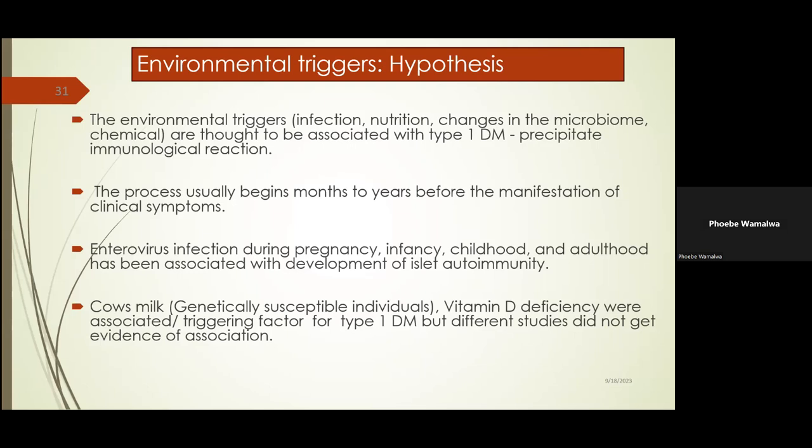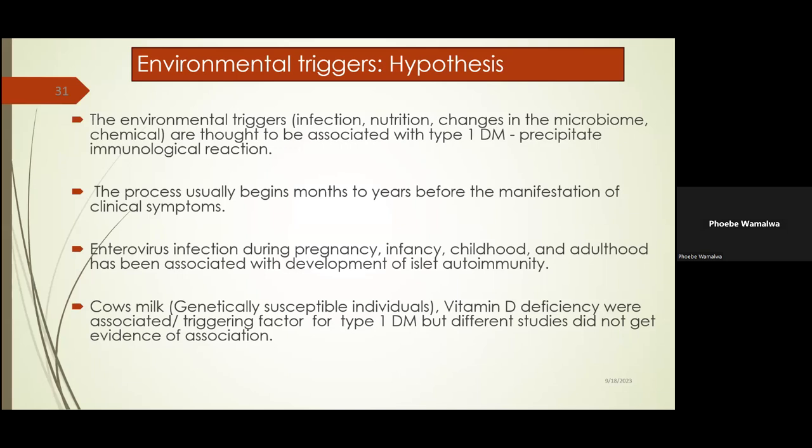But we have other studies that looked at exposure in infants at around 3 months of age. So when you expose children who are genetically predisposed to cow's milk as early as 3 months of age, this study showed that there's some increased risk of developing type 1 diabetes. However, we need more studies to give us a conclusion on that.